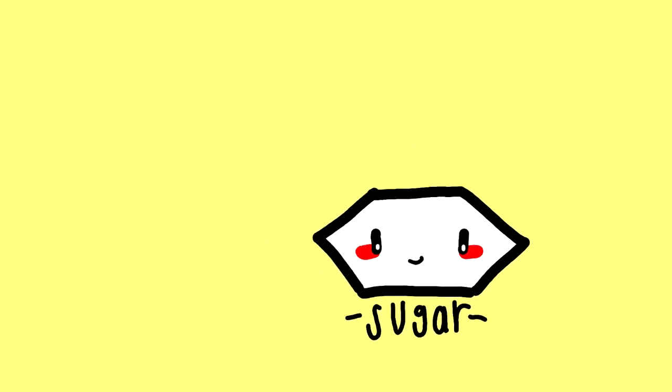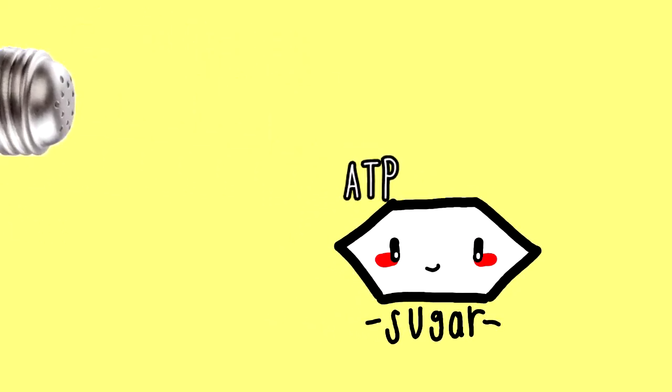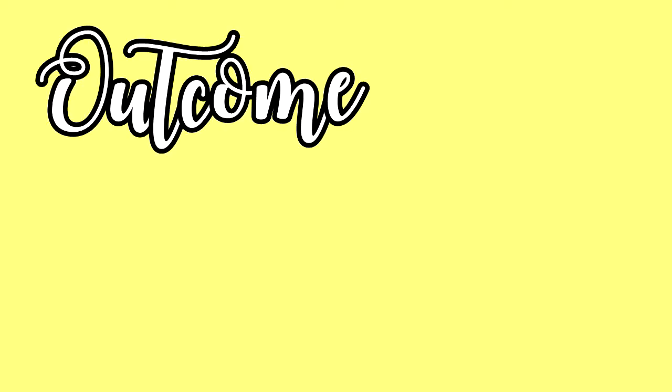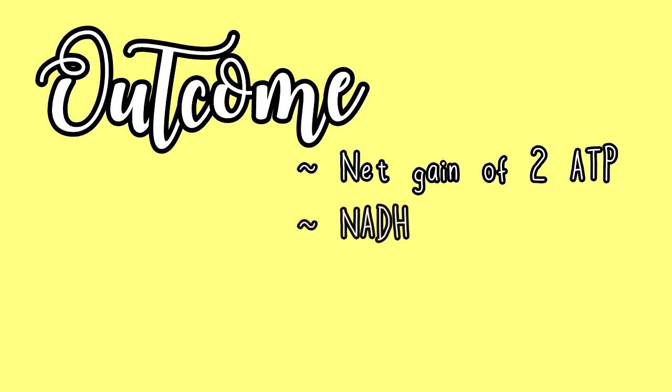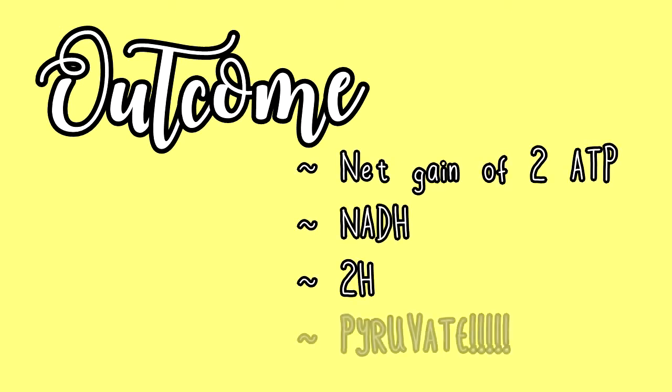First, you take your glucose and just sprinkle some ATP on. 2 to be exact. Then after that, what happens? Well, stuff happens. But it's a lot, and this is a simplified video, so what do you get from all of this? Net gain of 2 ATP, NADH, 2 hydrogens, and pyruvate.